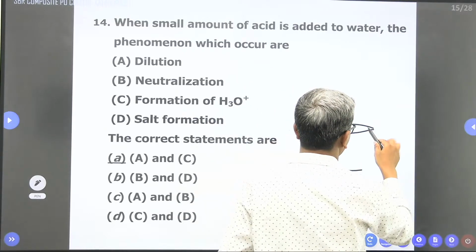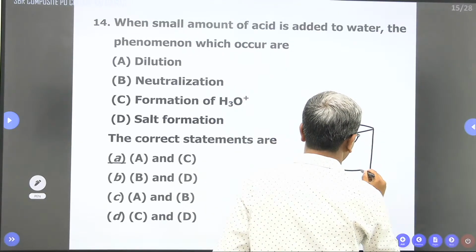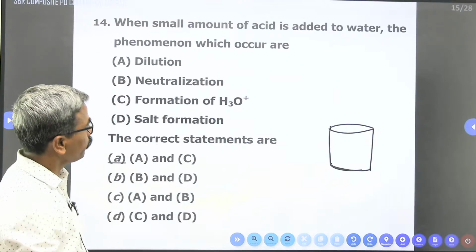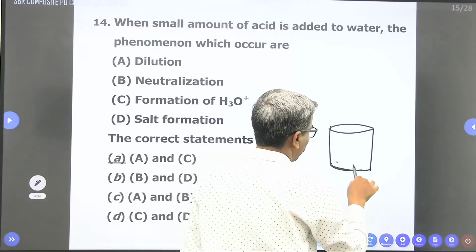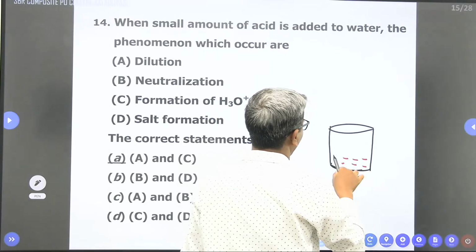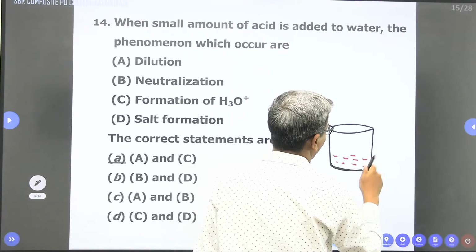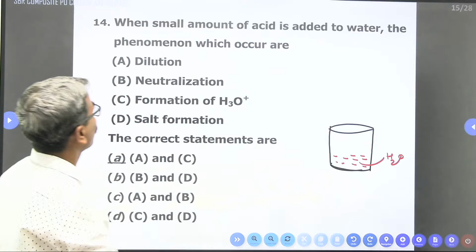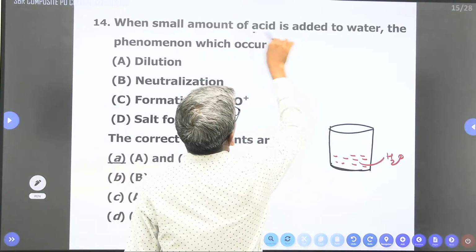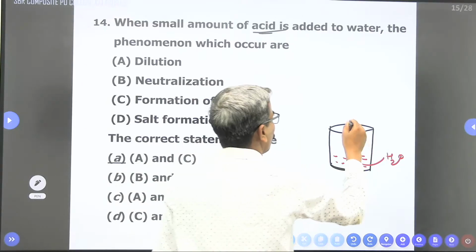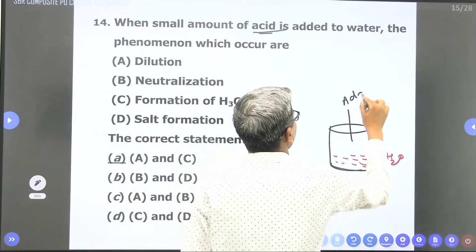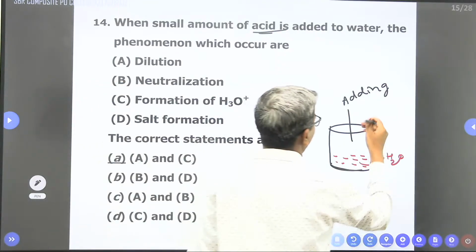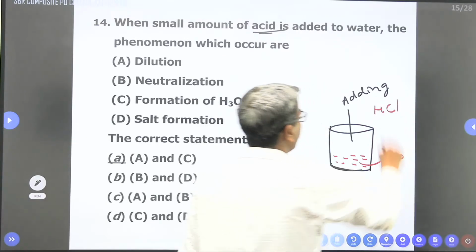This is a beaker. Now you can see, I can mark it here like this. This red colored thing I'm showing is water, H2O. A small amount of acid is added. Now you are going to add acid to this water. For example, for convenience, I am taking once again the example of the acid HCl.